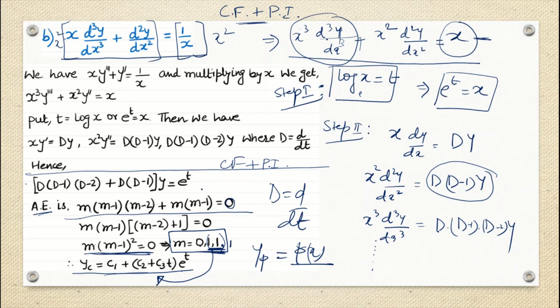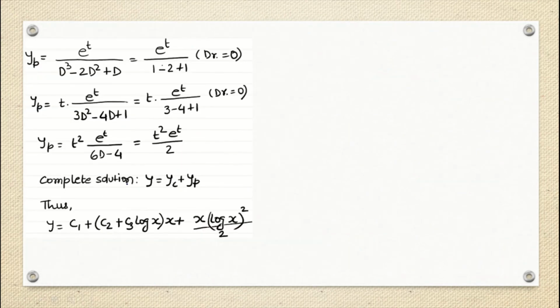So what is my phi x? The right hand side is just my e to the power t. So e to the power t divided by this complete term will be what? This is nothing but my YP. So what were we talking about? The numerator is just the right hand side function, and the denominator is everything which is in terms of my D operator. Now, this is my YP.